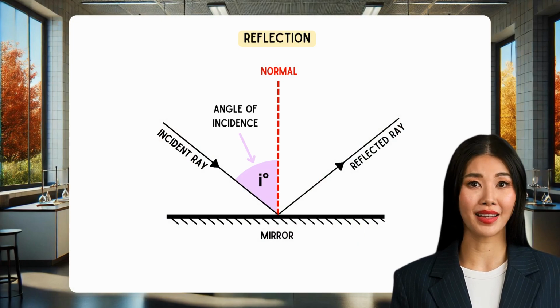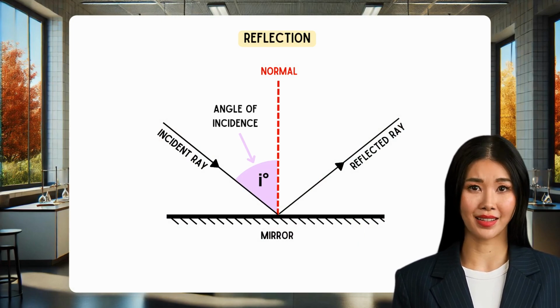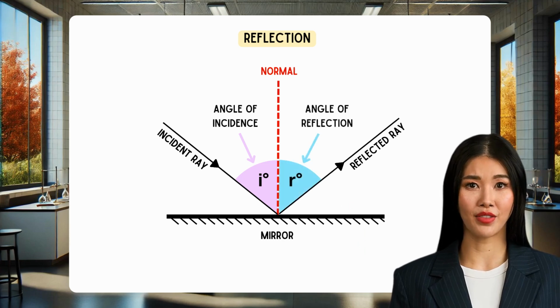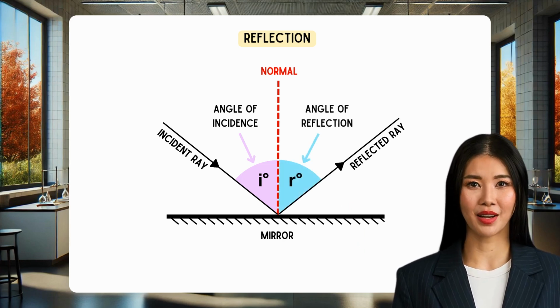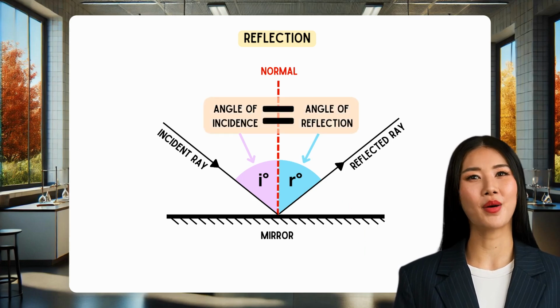The angle at which the light hits the surface is called the angle of incidence, and the angle at which it bounces off is called the angle of reflection. What's really interesting is that these two angles are always equal.